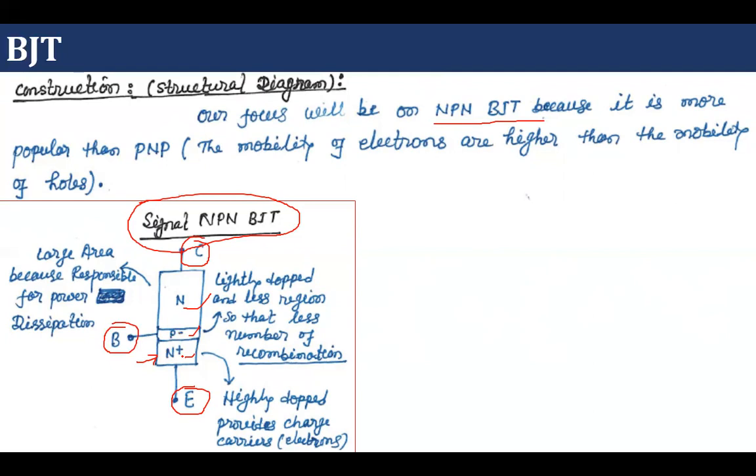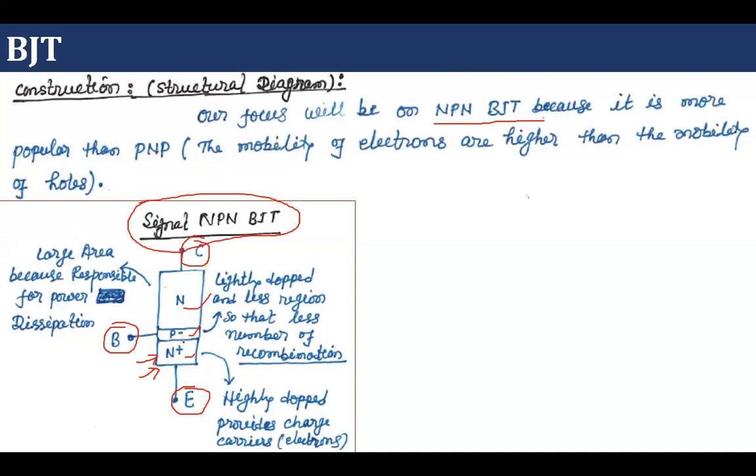This N is highly doped. And why is it known as the emitter? Because from this place electrons are emitted and go towards the collector. That's why it is highly doped, and the connected terminal is the emitter. The collector has to collect the charge carriers and dissipate power, and that's why its area is larger. The base is the smallest, and it provides the controllability of this device.